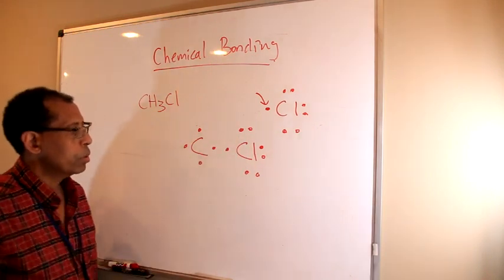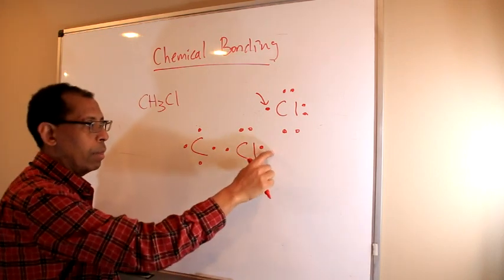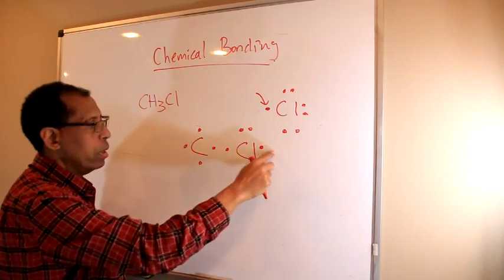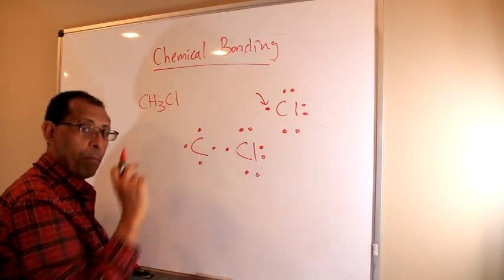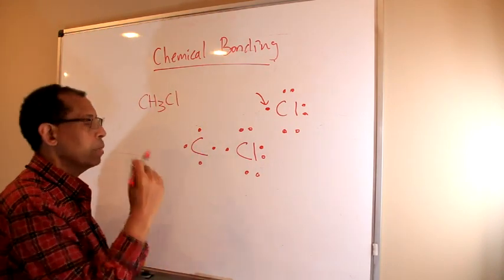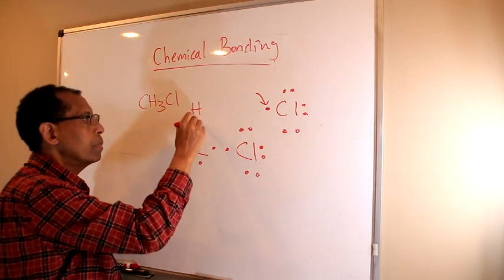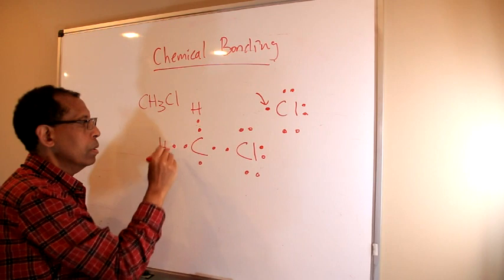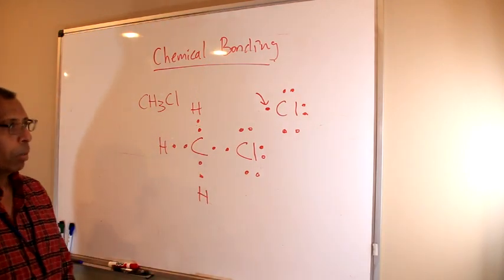This is how it looks like. And I have 3 hydrogens. The hydrogens can only come to make a pair, to make a bond, which is always a pair of electrons. Hydrogen, hydrogen, hydrogen. Now, this structure is complete.